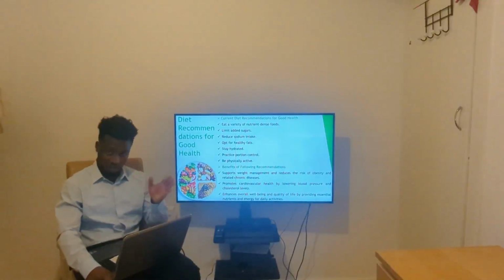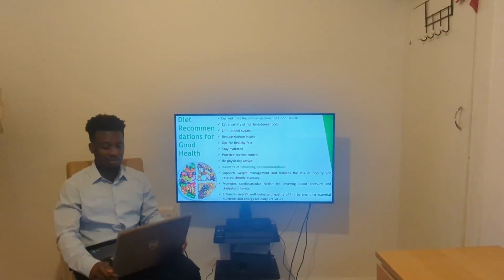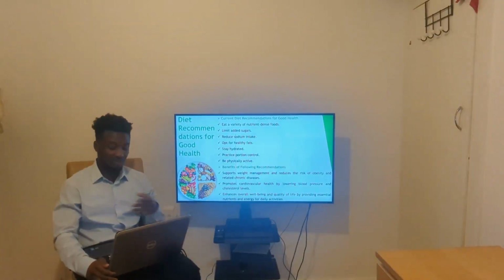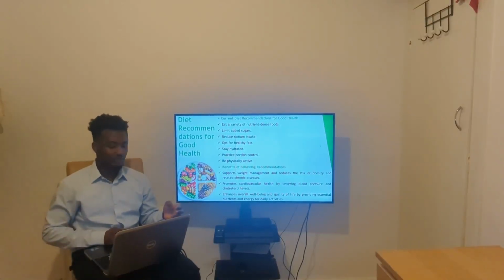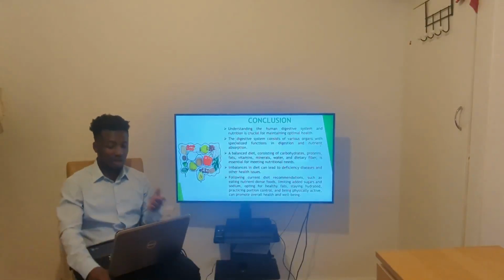Benefits of following these recommendations: it supports weight management and reduces the risks of obesity and related chronic diseases. It promotes cardiovascular health by lowering blood pressure and cholesterol levels. It enhances overall well-being and quality of life by providing essential nutrients and energy for daily activities. The next slide, we're talking about the conclusion.